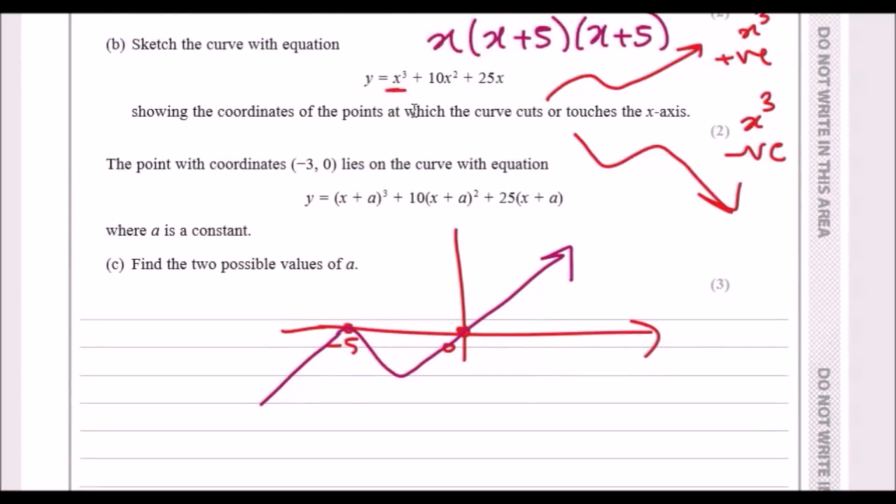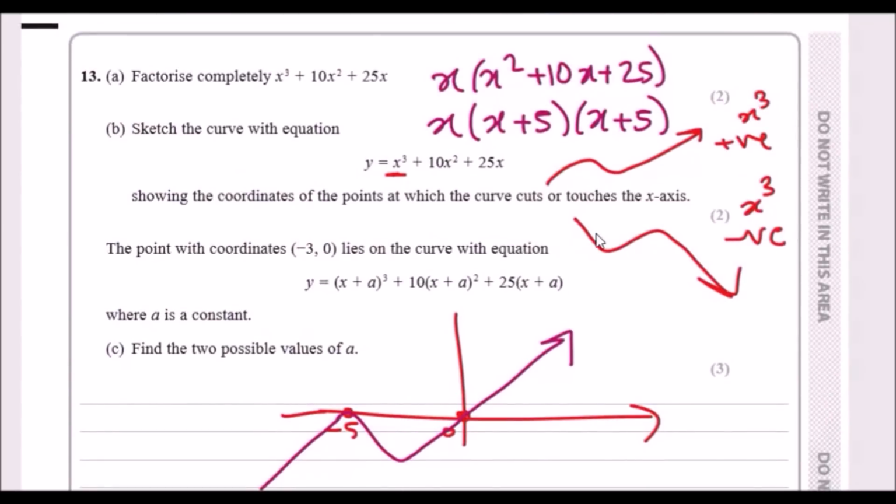Now, here's the main part of the question. So we've done this. The point with coordinates -3, 0, so when x is -3, y is 0, lies on the curve with the following equation. Now just take a moment and realize that this equation is the same as the previous equation, except now that x has transformed into x plus a.